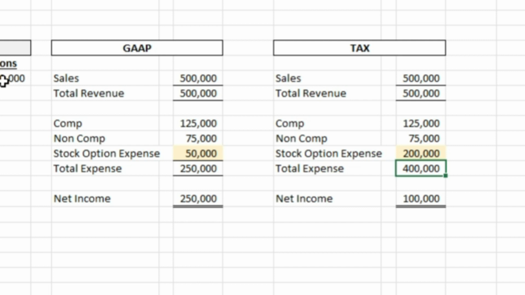So you can see there's a large difference on when somebody exercises their options from a tax and GAAP standpoint. If you look at the net income on a GAAP basis, year 3, $250,000. On a tax basis, my net income is $100,000. There is a big difference based upon the methodology of how you recognize stock options and stock option expense.